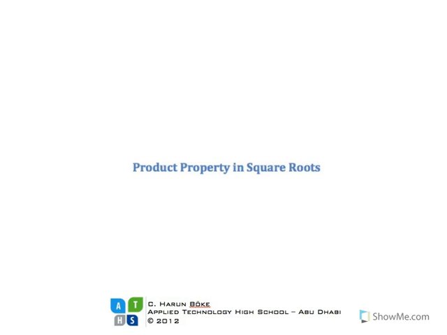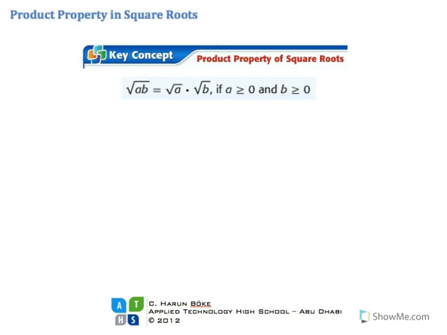Okay, in this video we are going to work on how to simplify square root numbers and expressions by using the product property in square roots. Okay, this is the product property of square roots. Now look at this statement. It says if two numbers a and b are multiplied inside the square root, then you can write them separately in two square roots as a product.